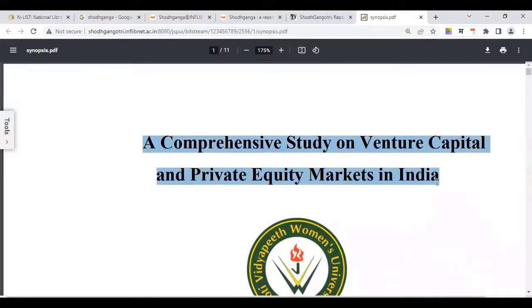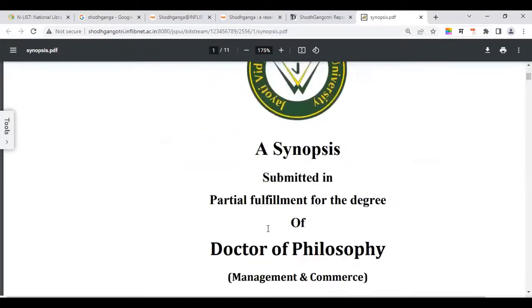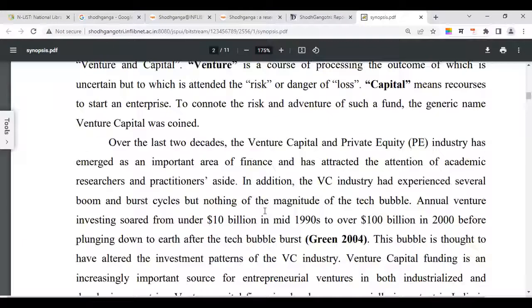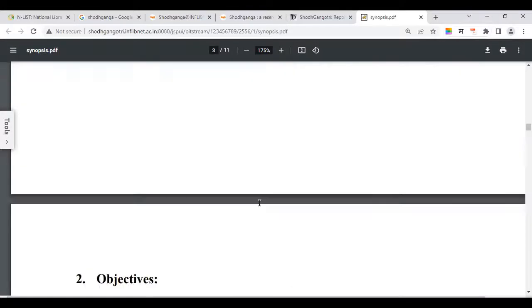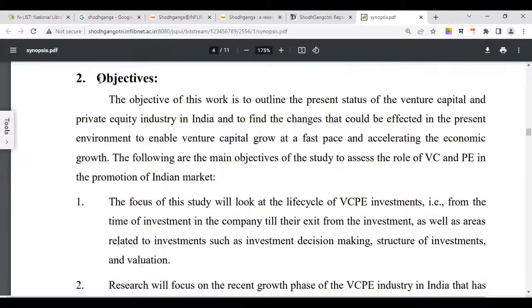Okay, in the introduction, you have to write down what venture capital and private equity markets are, how they are working, and what type of research people have carried out on this. Another thing we have to observe here, the second one, is the objective.